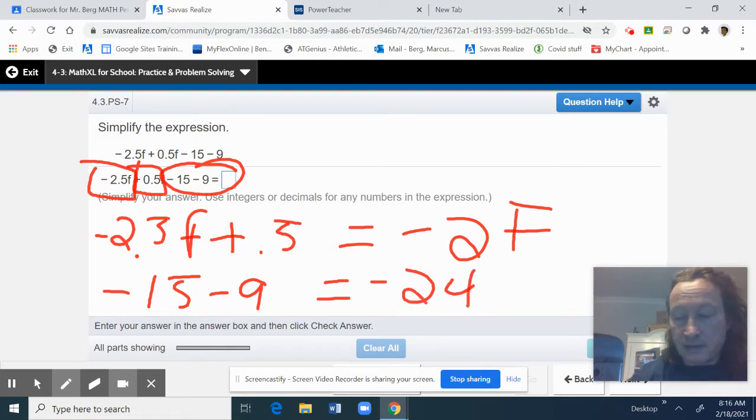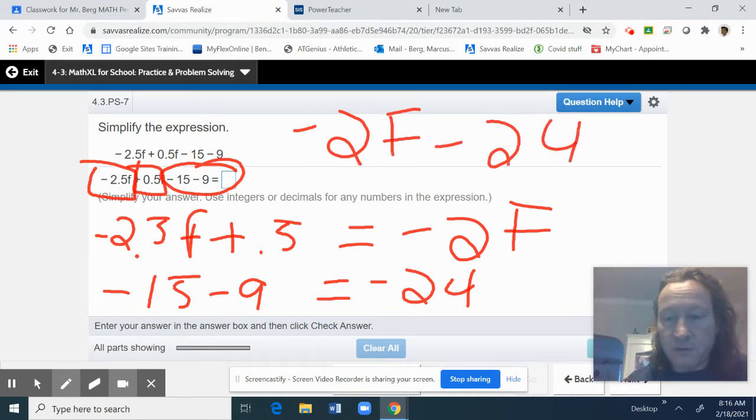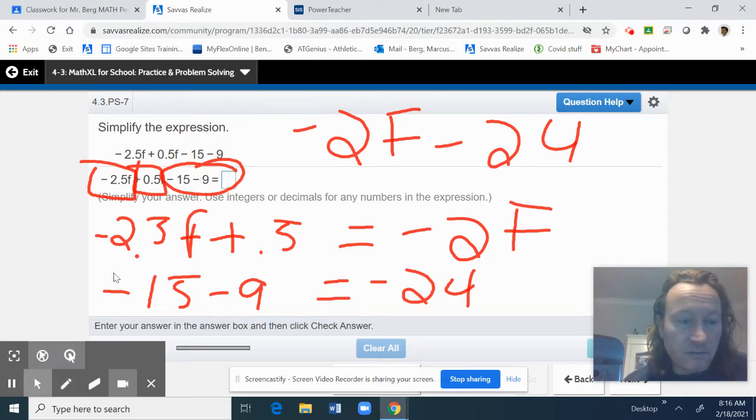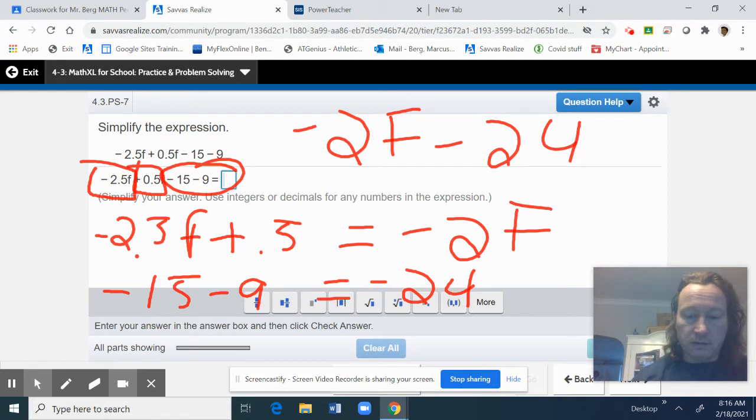I cannot put the negative 2f with the 24, because there's no f in the 24. So we put those together. That would be your answer. You would put that in as your answer. So for this question in here, I will put in negative 2f minus 24.